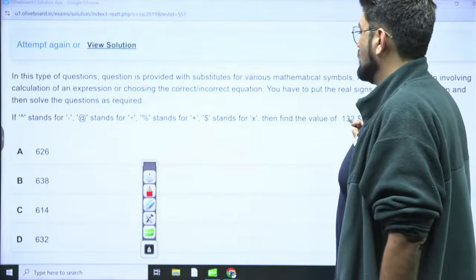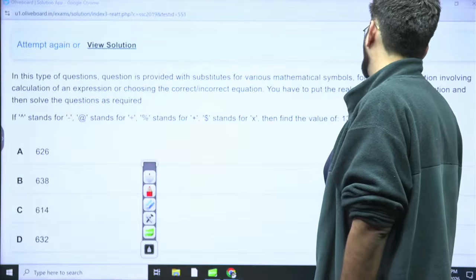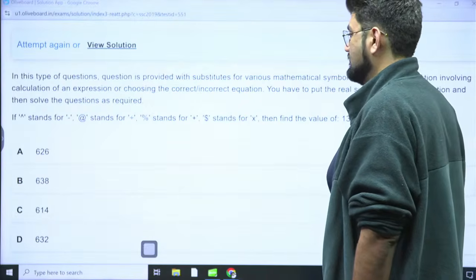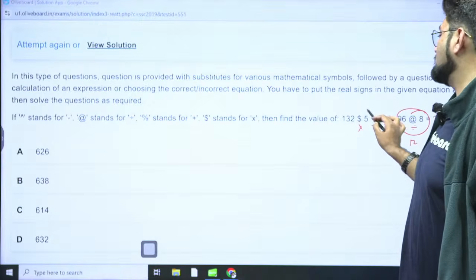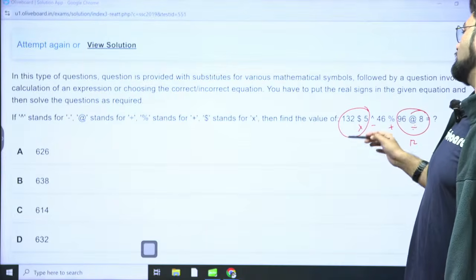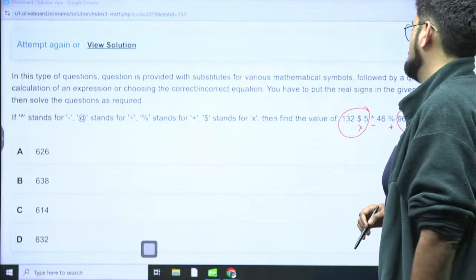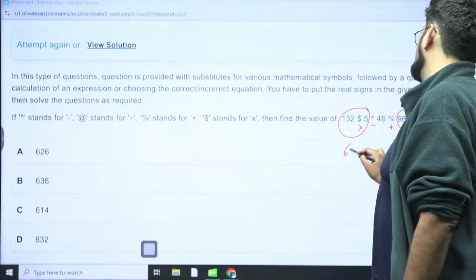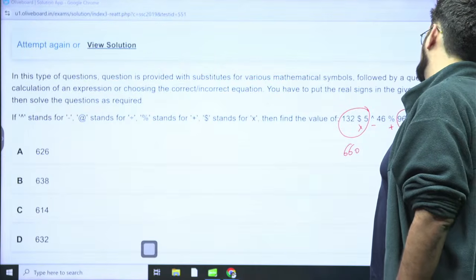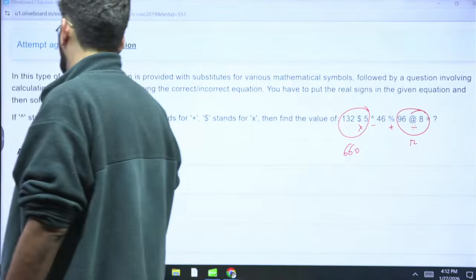So the dollar sign means multiply, this exponent sign means minus, the at sign means divide, and percent means plus. 96 divided by 8 is 12, and 132 multiplied by 5. So half of 132 is how much? 65 and 66, right? So 66. So this is 660 minus 46 plus 12. 672 minus 46. So 626 should be the answer, no?